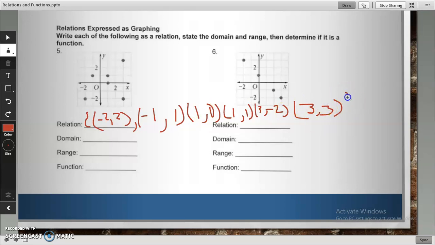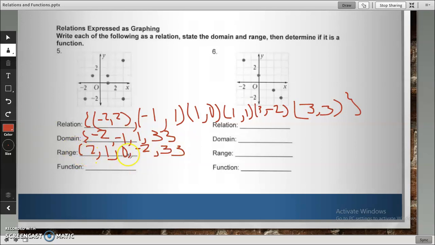So now I can list out my domain. And it is -2, -1, 1. I don't need to put 1 again. We know that 1 is part of the domain. And 3, and I don't need to put 3 again because I know 3 is part of the domain. The range is 2, 1, 0. Don't need to put 1 again, we already have it. -2 and 3. And I should go back and put that in order.